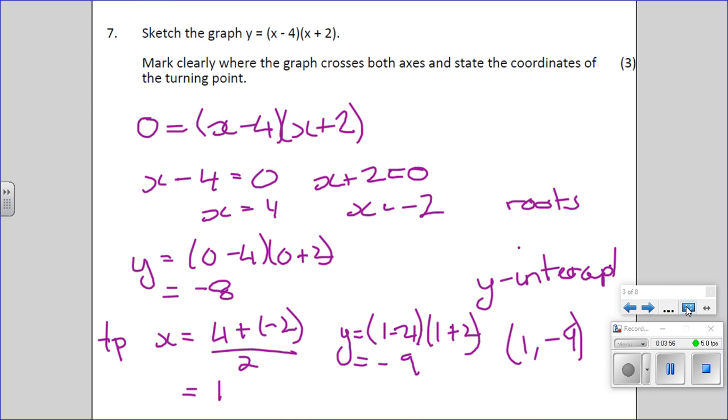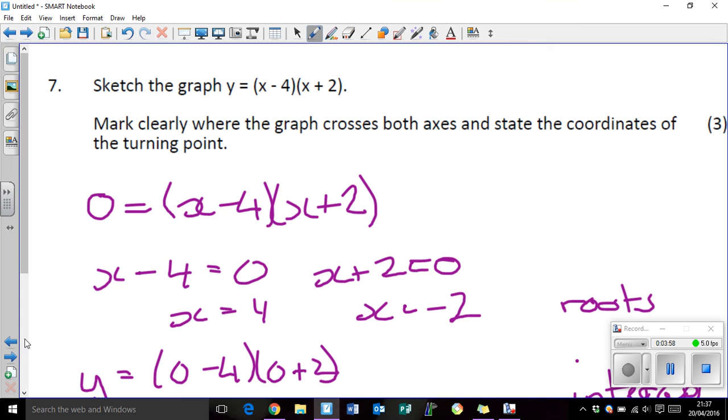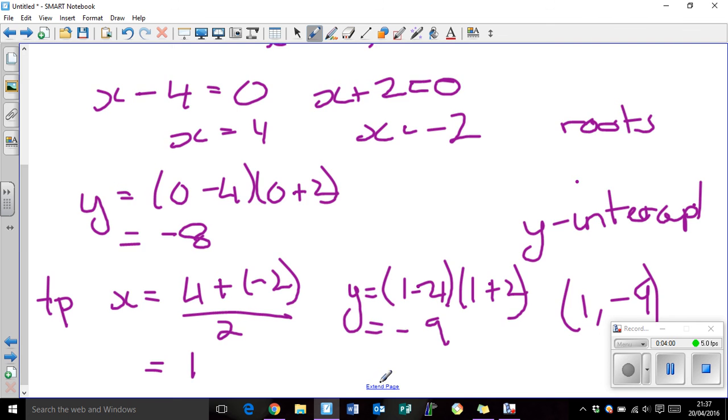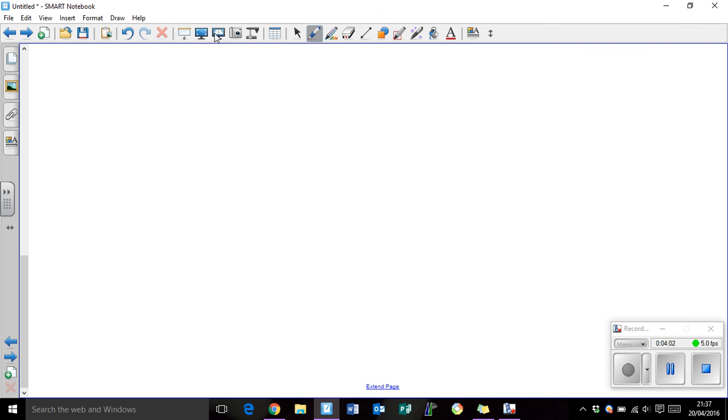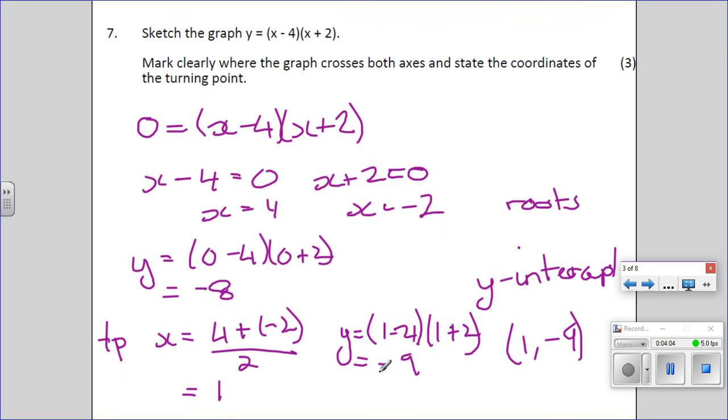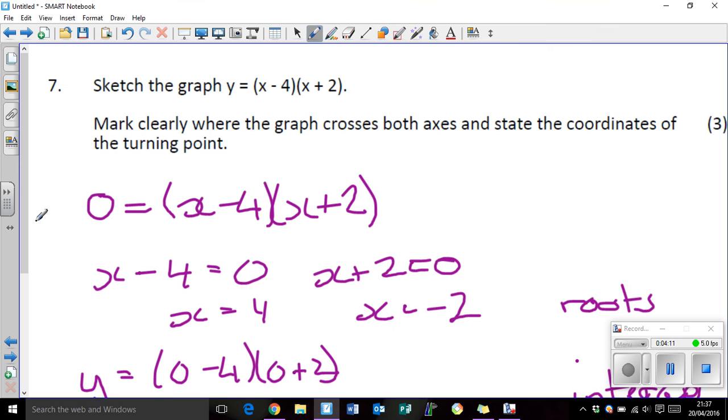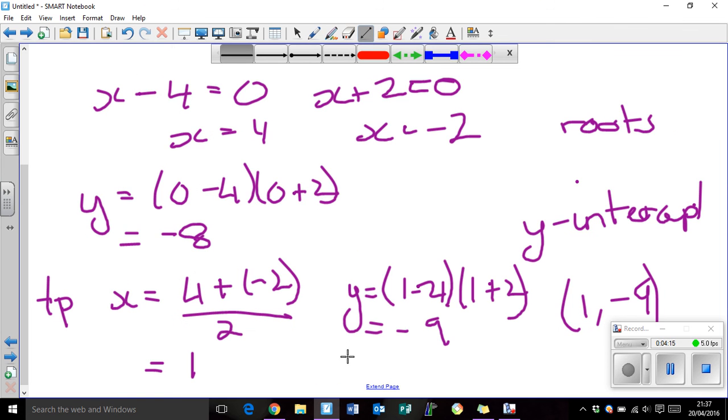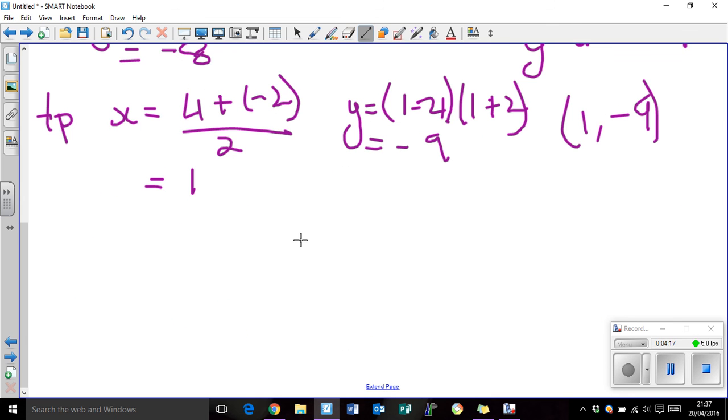Okay, so if I just come out of full screen for a moment, I can extend the page. Okay, move back into full screen. Oh, that should have extended the page. Let's try that again. Okay, so get the line tool. Okay, so I'm going to draw out my graph now.